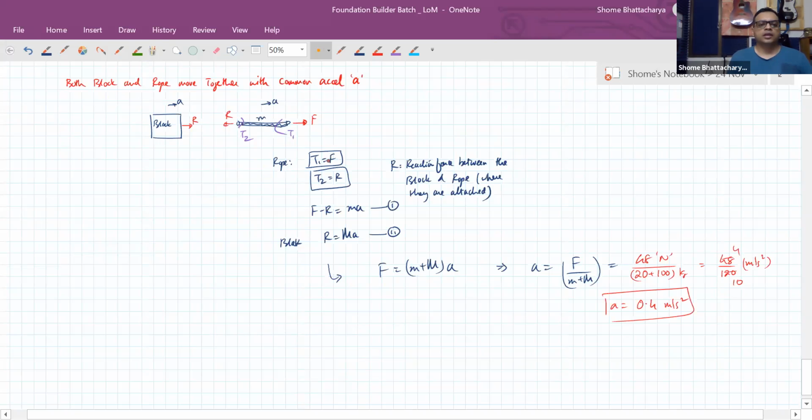Okay. And now we can see that in our equation 1, R is equal to F minus M1 A. So R is equal to the external force which we are applying, 48, minus mass of the rope.